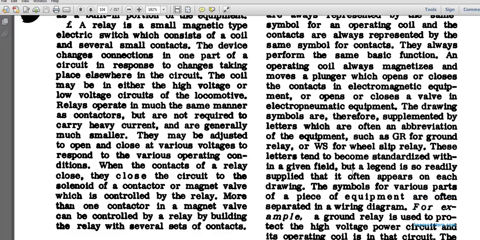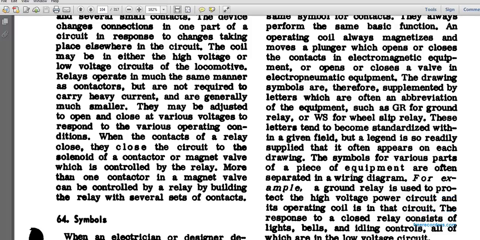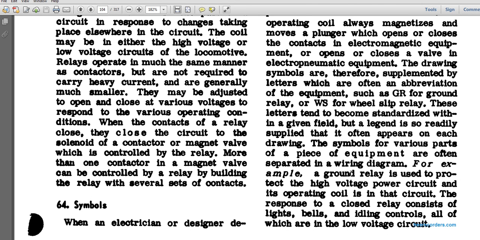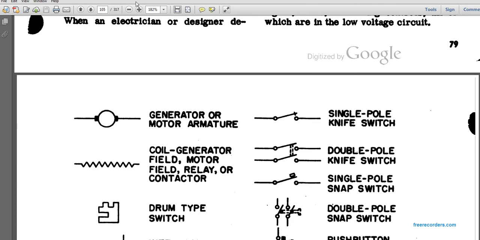For example, the ground relay is used to protect the high voltage power circuit, and the operating coil is in the control circuit, and the response circuit consists of lights, bells and idling controls, all of which are low voltage circuits. I'm going to switch out of this to 75 so you can see this.